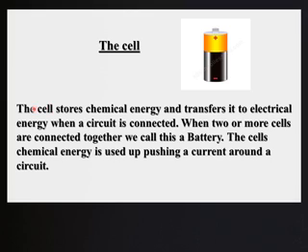The cell. The cell stores chemical energy and transfers it to electrical energy when a circuit is connected. When two or more cells are connected together, we call this a battery. The cell's chemical energy is used for pushing a current around a circuit. Look at this cell, it contains chemical energy, and when electrical components are connected with it, this chemical energy changes into electrical energy, and electrical appliances, these devices, start working.